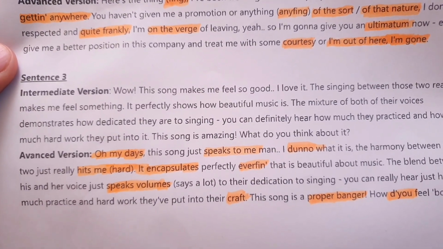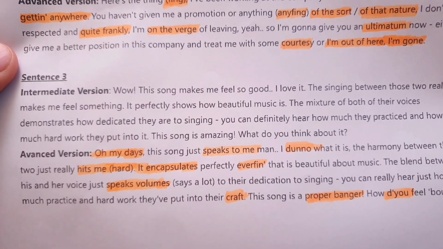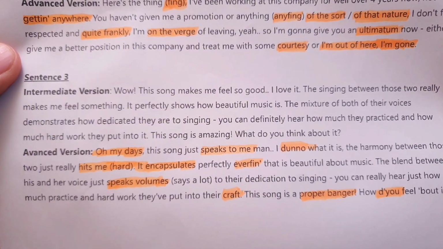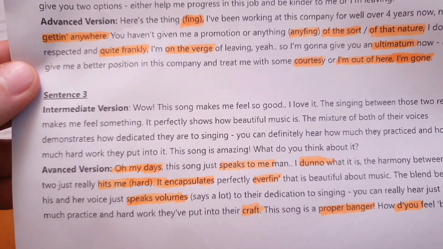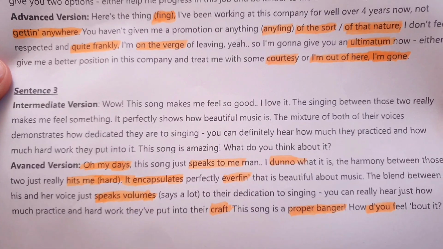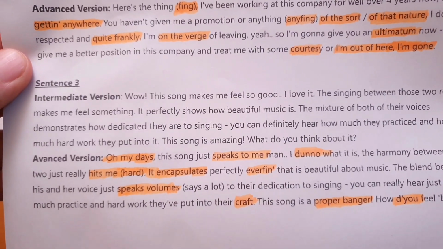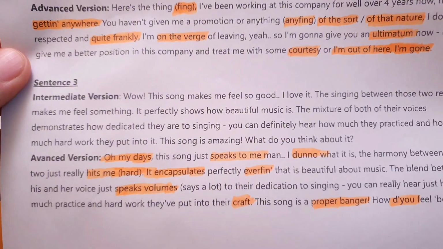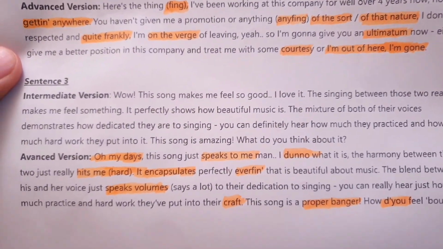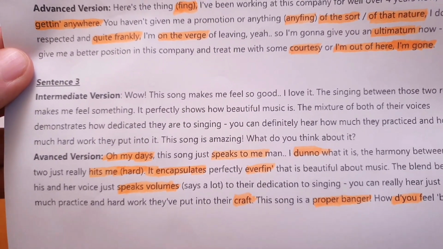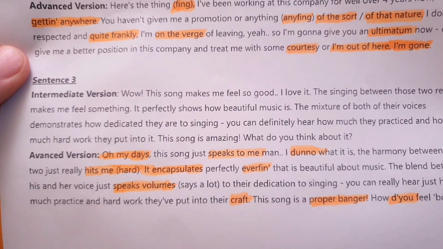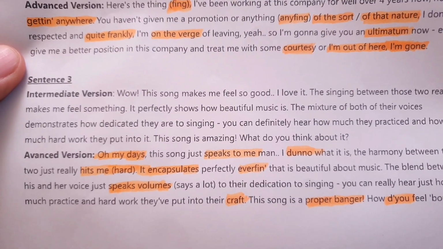Wow, this song makes me feel so good. I love it. The singing between those two really makes me feel something. It perfectly shows how beautiful music is. The mixture of both their voices demonstrates how dedicated they are to singing. You can definitely hear how much they practiced and how much hard work they put into it. This song is amazing. What do you think about it?